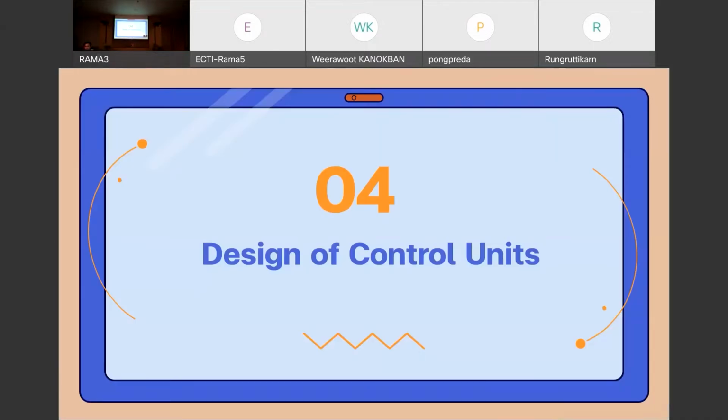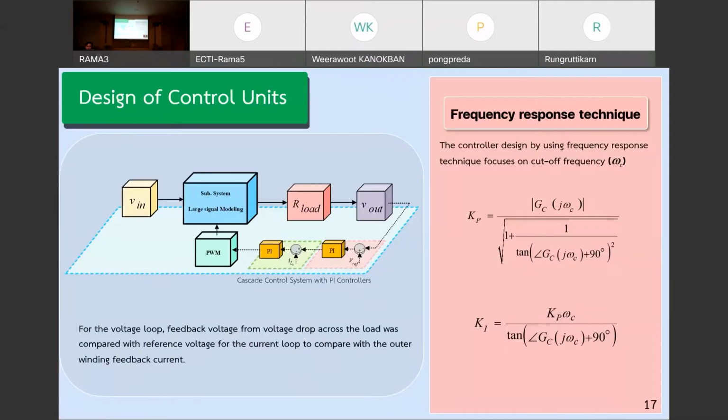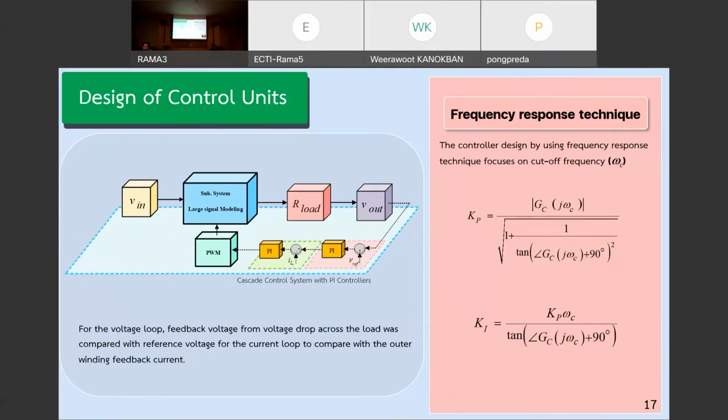Design of control unit. The linear PI control was applied in the controller design. The output voltage is maintained constant. For the current for battery charging, to design this controller, a voltage and current loop is necessary. The controller design uses frequency response technique focused on cut-off frequency. From solution solving, we got equations for Kp and Ki.